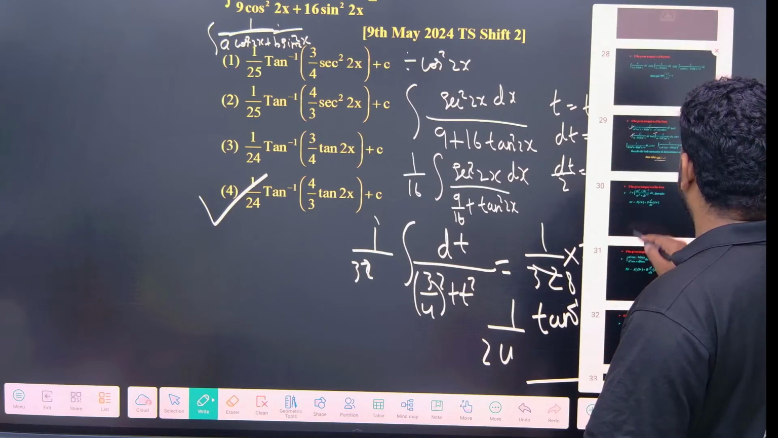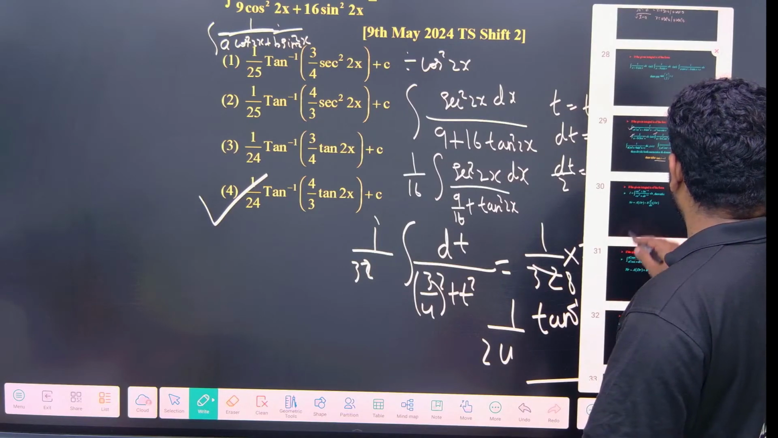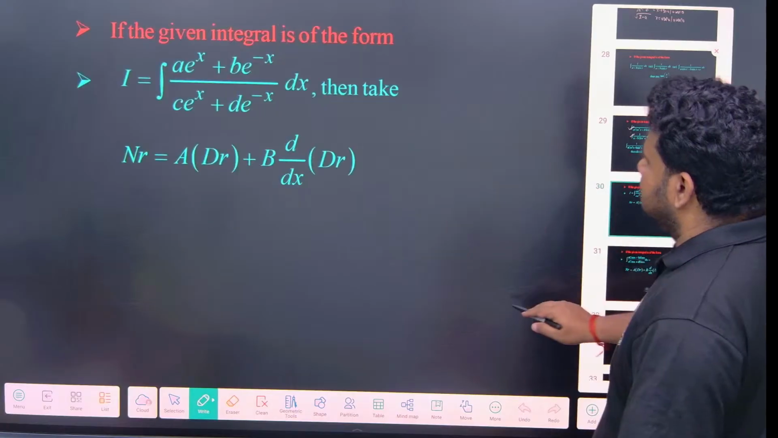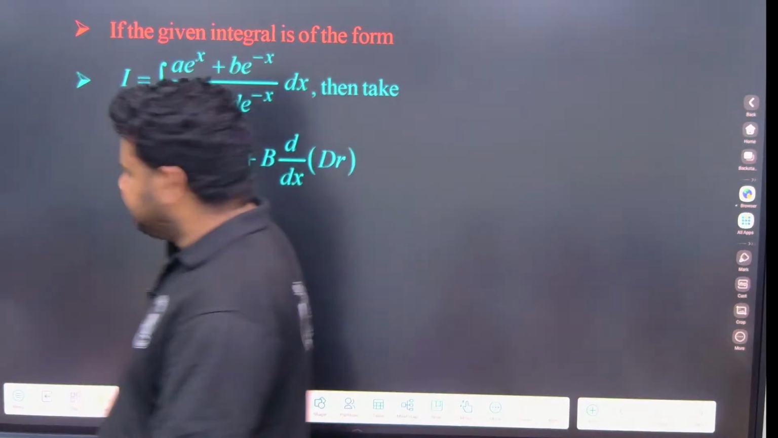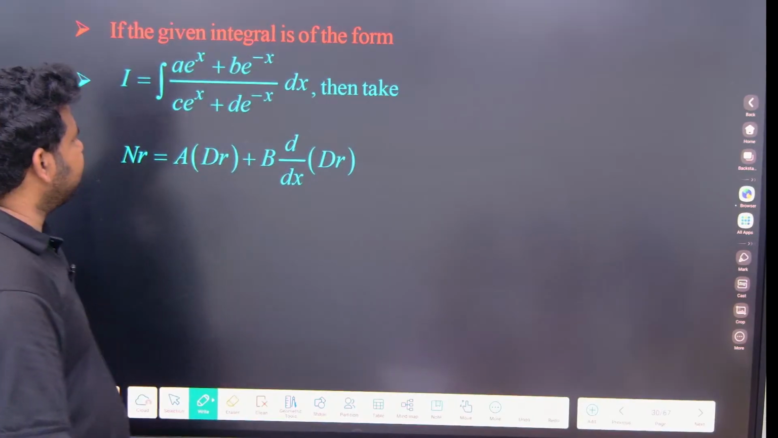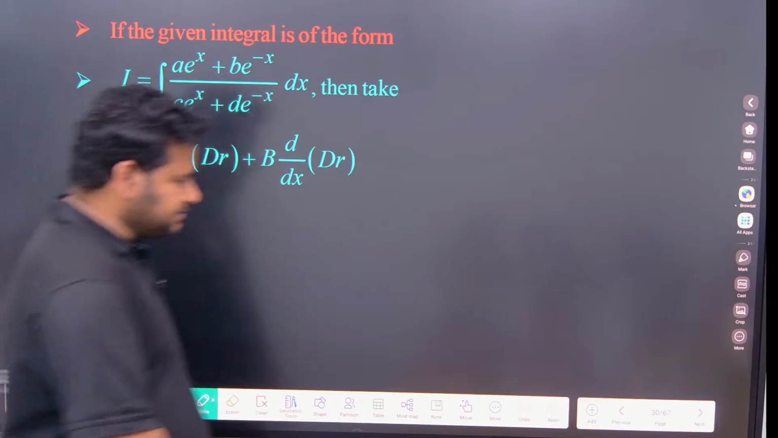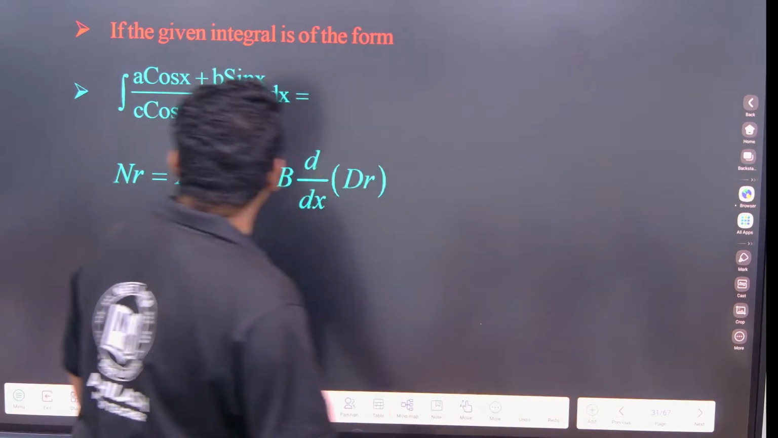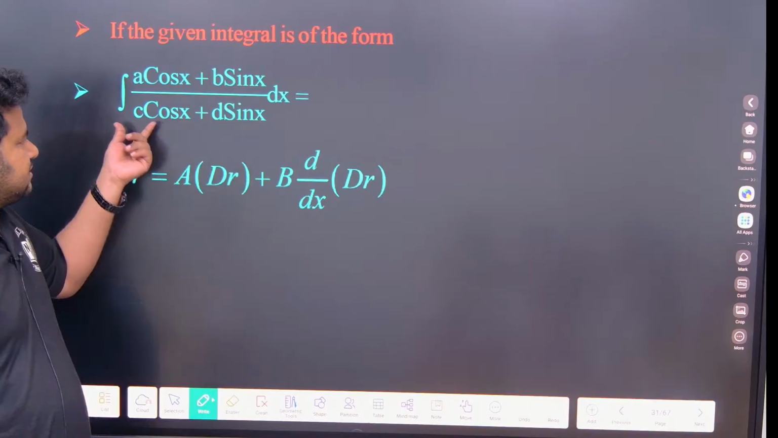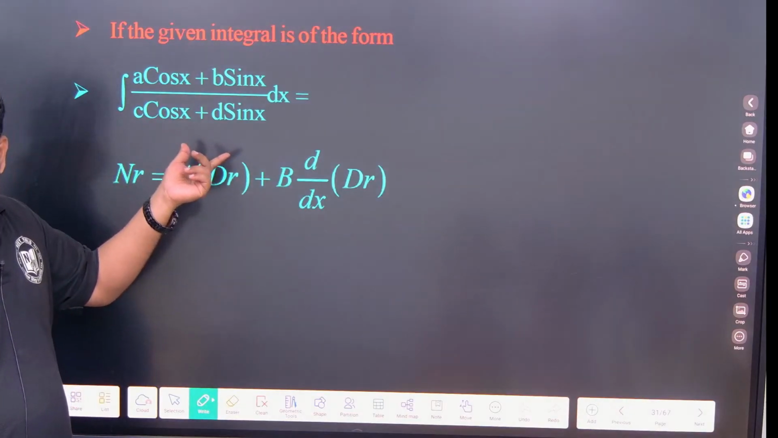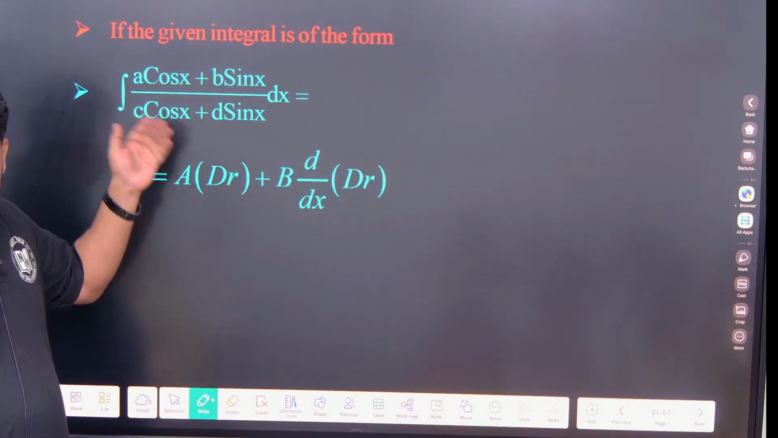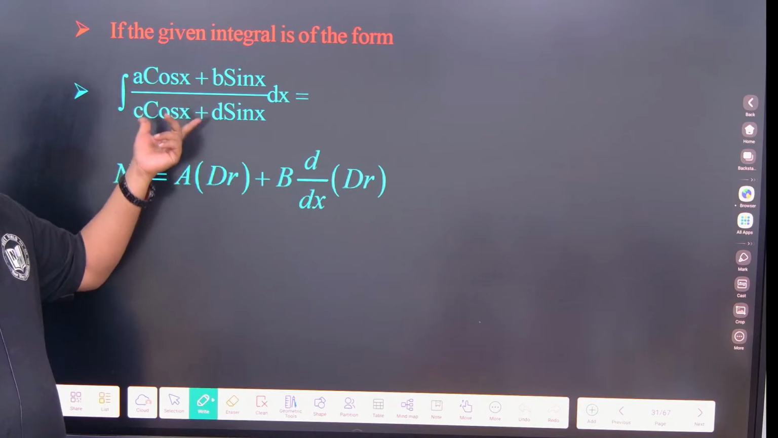Before going to the PYQs, let us go to one more form. If they are given, see here, the integral I is equal to integral of a into e power x plus b into e power minus x by c into e power x plus d into e power minus x dx. Okay, this is one form. And similar to this, if they give a cos x plus b sin x by c cos x plus d sin x, linear by linear, they give.